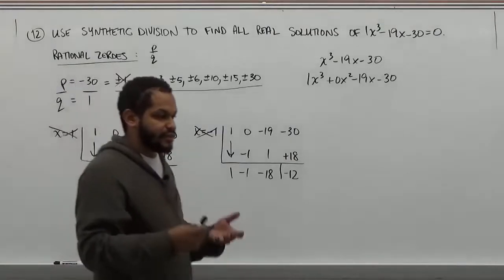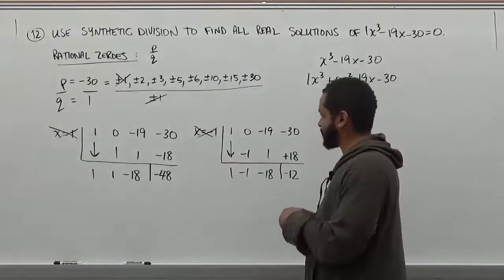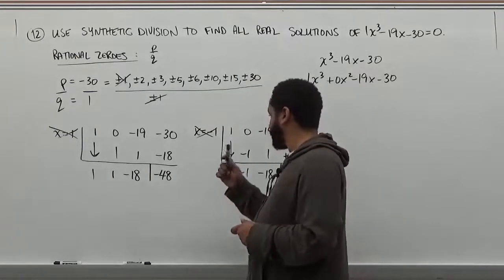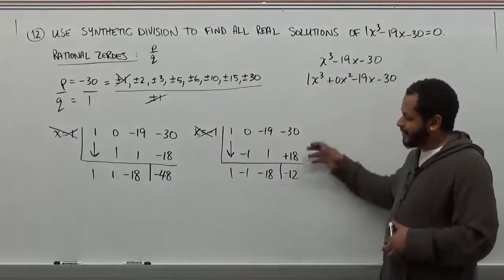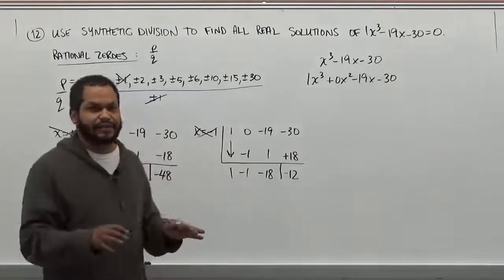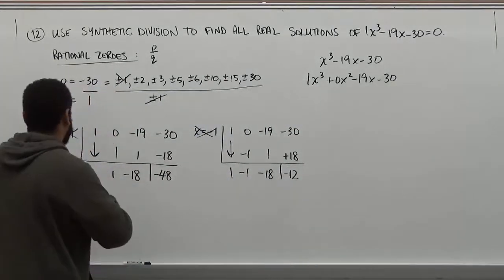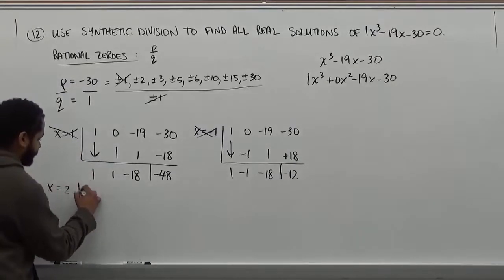Now we're going to move on to the 2. But let's make a more educated guess about this, right? Because we see here we have this being negative 48, this being negative 12. And I think the negatives are getting closer than the positives. So I'm just going to take a shot in the dark and try both of them again. So let's start with 2 and see what happens when we try positive 2.